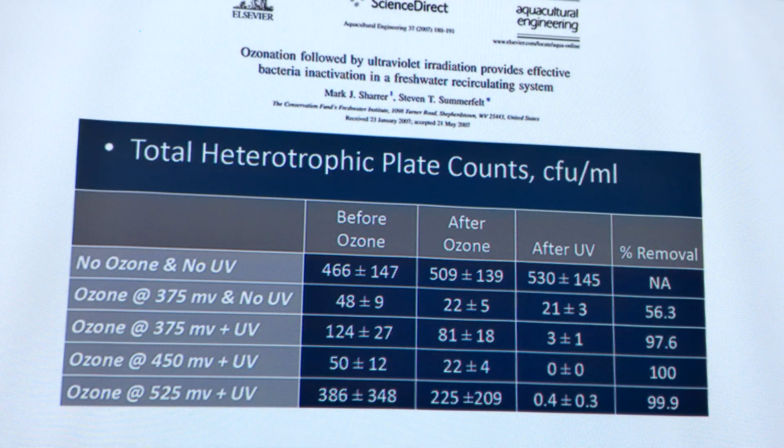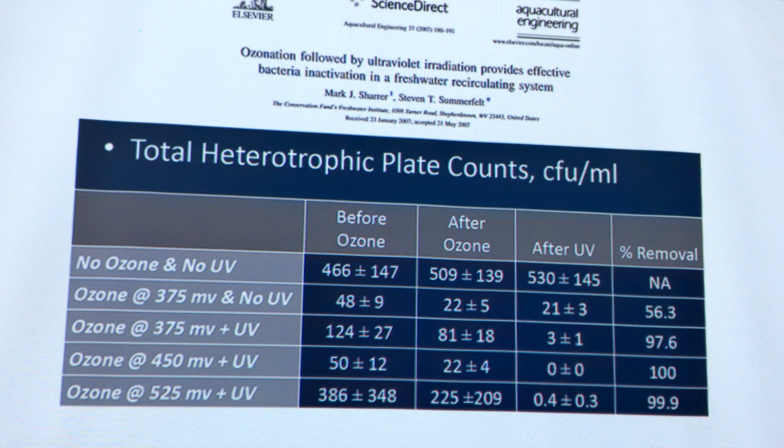This is a good illustrative table from a publication back in 2007. Steve and company were looking at ozone and UV in combination. You can see here, no ozone, UV: obviously there's no percentage removal of heterotrophs. But when you apply ozone at a certain dosage with no UV, there is a bactericidal effect, a decent amount of removal, but when you combine the two, you can have very high ozone plus UV, and it can remove up to 100% of heterotrophs.